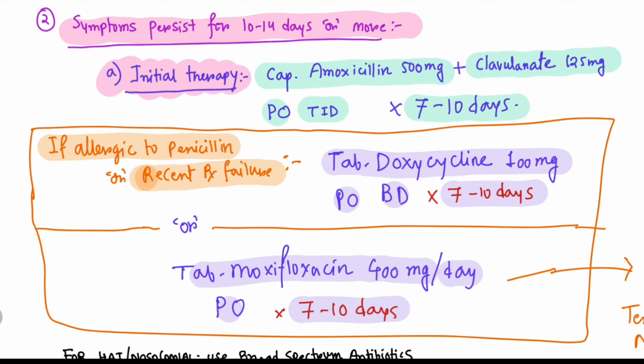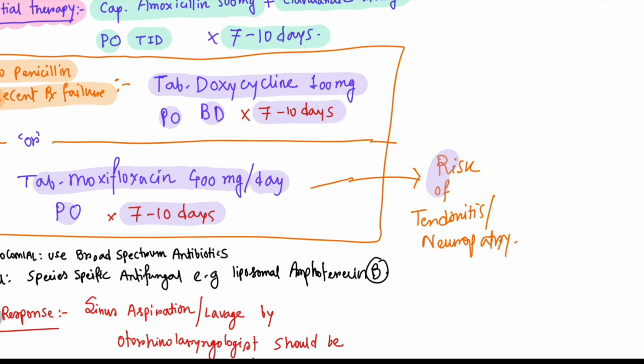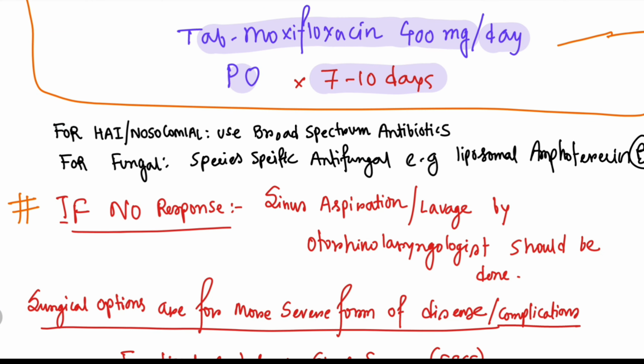But here you must remember, oral moxifloxacin has risk of tendonitis and neuropathy, so you should use it only if actually required. For hospital acquired or nosocomial sinusitis, broad spectrum antibiotics are required, and it is better to get an antibiotic sensitivity done from a deep swab. And for fungal infection, species specific antifungals are used. Example, liposomal amphotericin B for rhizopus, mucor, etc.